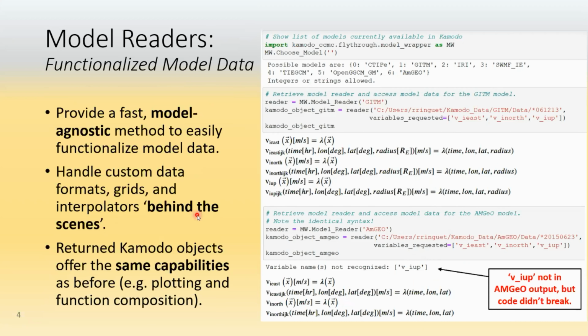So the model readers handle all of the custom file formats that come out of these models, all of the grids, all of the interpolations. We take it all behind the scenes. And we give the user a Komodo object with functionalized model data that has the same capabilities as I showed on the previous slide. Okay.